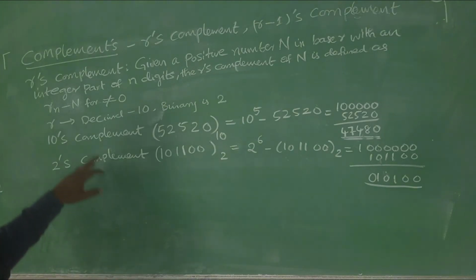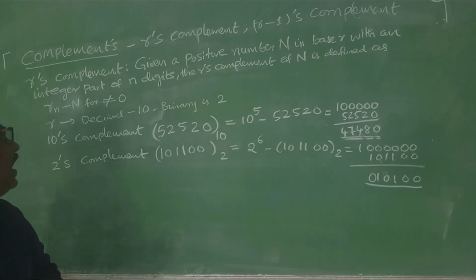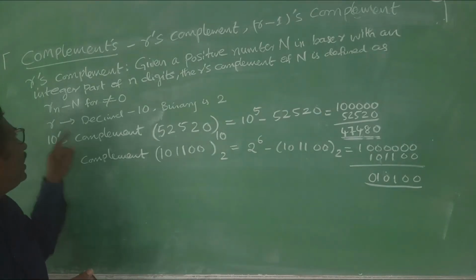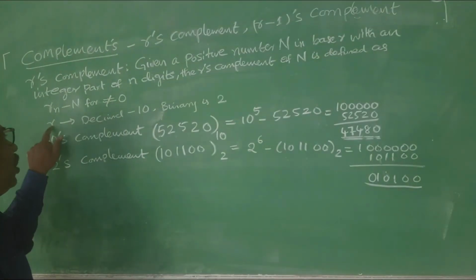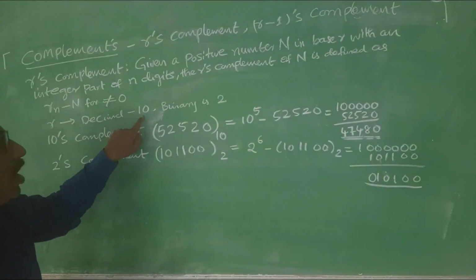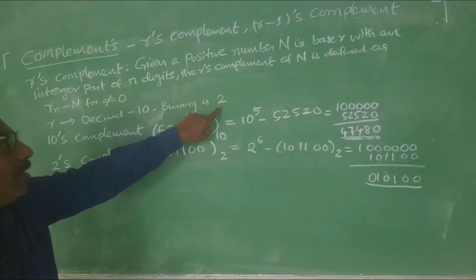That means R's complement. What is R's complement? A given positive number N in base R with an integer part of n digits. The R's complement of N is defined as R to the power of n minus N, for N not equal to 0. If it is a decimal number, the R value will be 10. If it is a binary number, the R value will be 2.